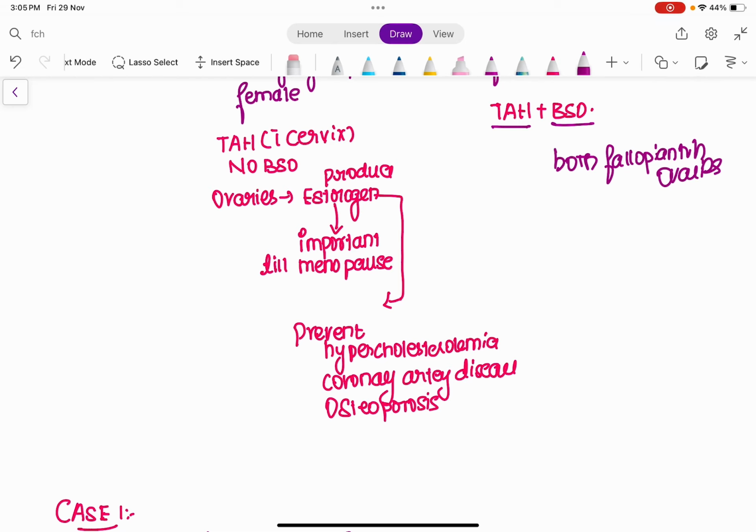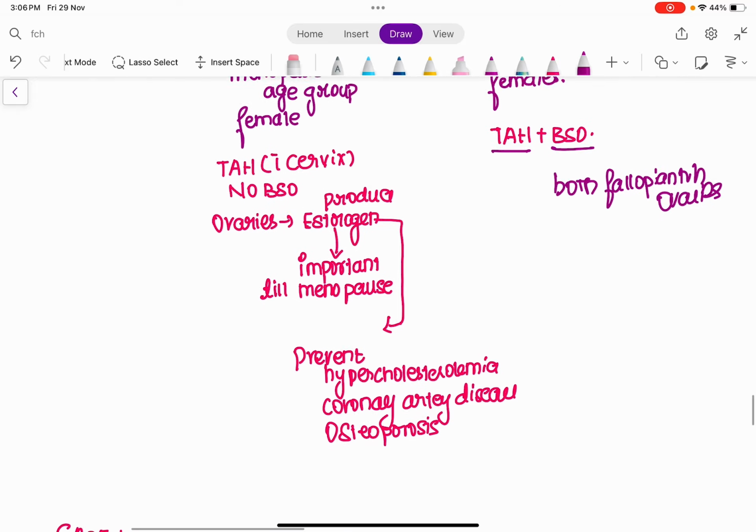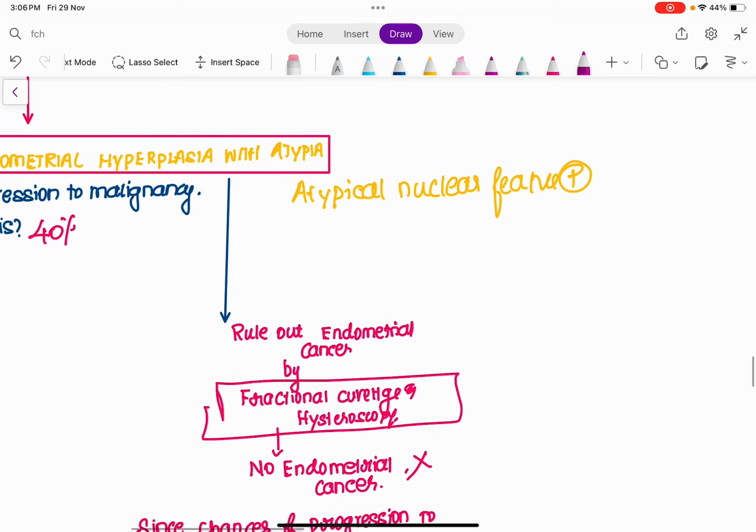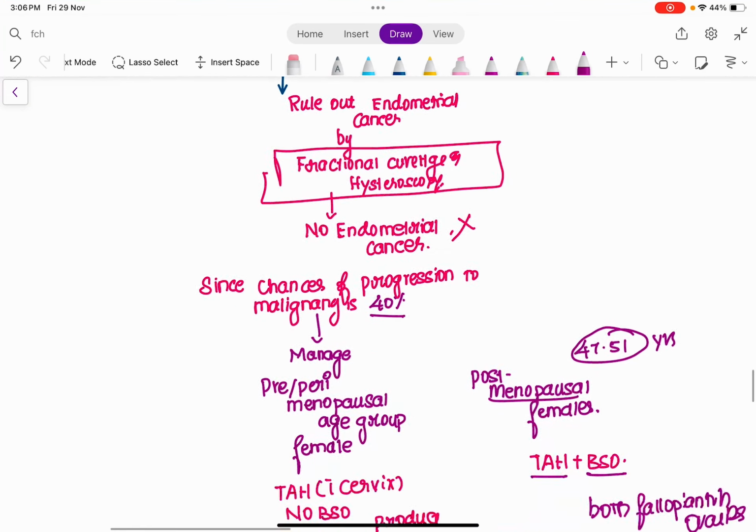So for the beneficial effect of the female, you're going to leave the ovaries because ovaries produce the estrogen. Estrogen is important to prevent the female from many other risks and adverse effects. So leave the ovary, remove the uterus and the cervix in pre and perimenopausal age group female. But in postmenopausal female, definitely estrogen is not produced by the ovary. So you remove the uterus, cervix and both the fallopian tubes and both the ovaries. Is that clear? Yes. So this is the management of endometrial hyperplasia with atypia.